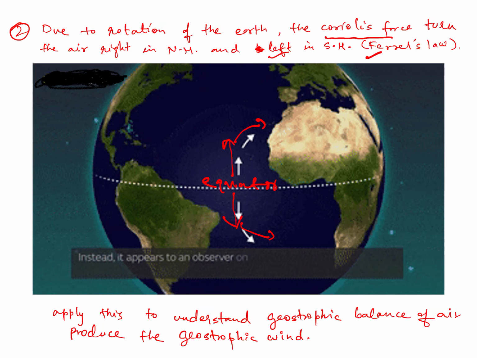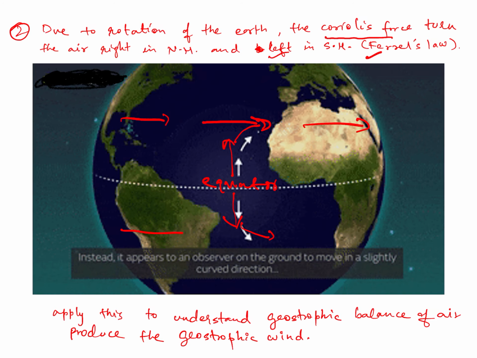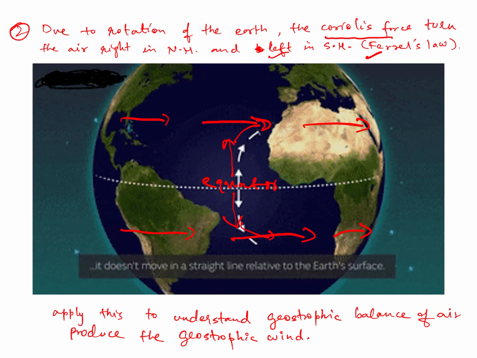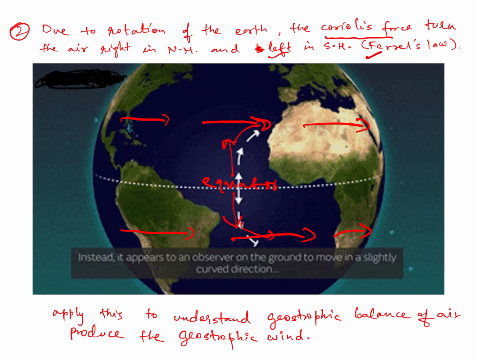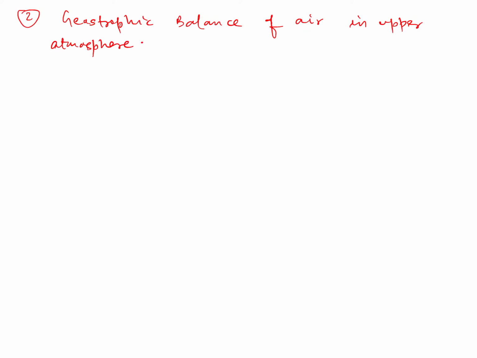Because of the rotation of the earth, most of the permanent jet streams appear to be moving from where to where? West to east, both in the northern hemisphere as well as in the southern hemisphere. Isn't it? Okay, this is the one factor. Now, our second objective, due to the rotation of the earth, is to explain the geostrophic balance of air in the upper atmosphere. So now here we are talking about air in the upper atmosphere.